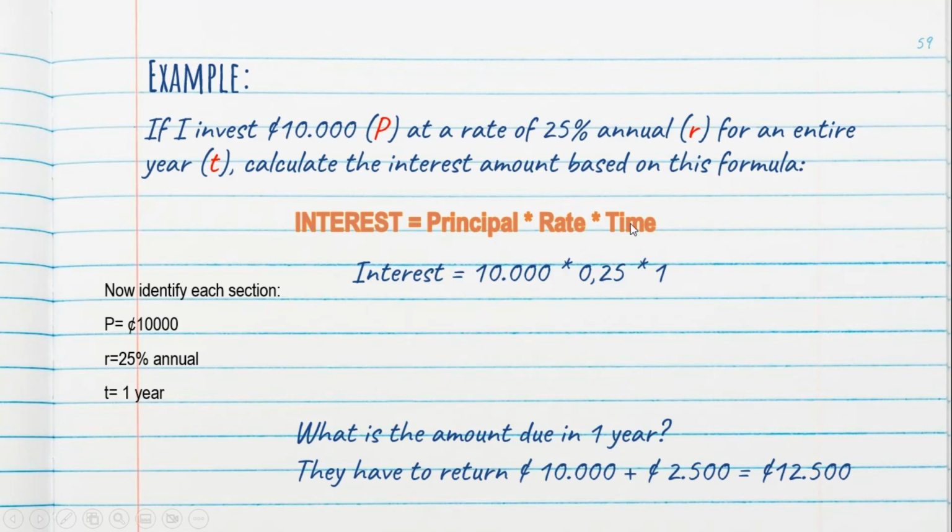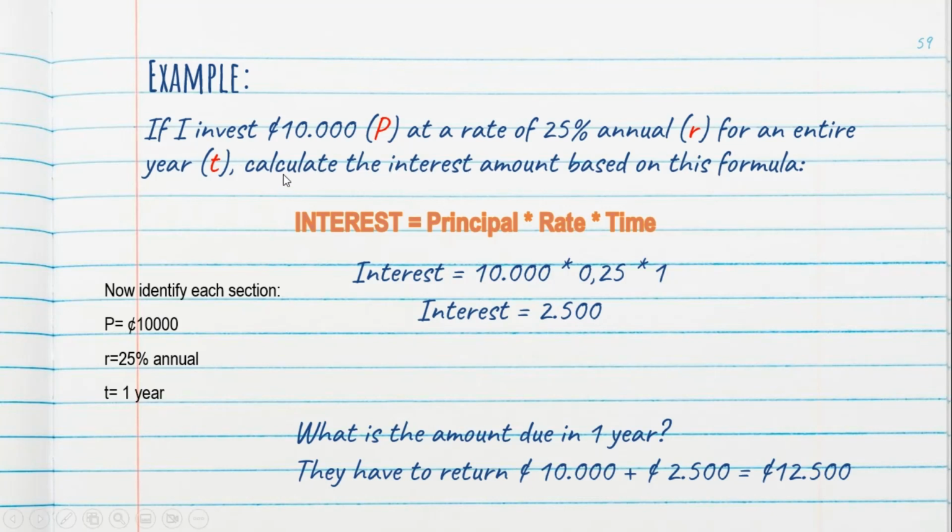Okay, multiply times the time I gave you, and it's just 1 year. So you're going to multiply that times a year, which is just 1. You make your numbers: 10,000 times 0.25 times 1 equals 2,500. So now you know that after 1 year, if you give me 10,000 and I promise 25%, after 1 year you will have earned 2,500.